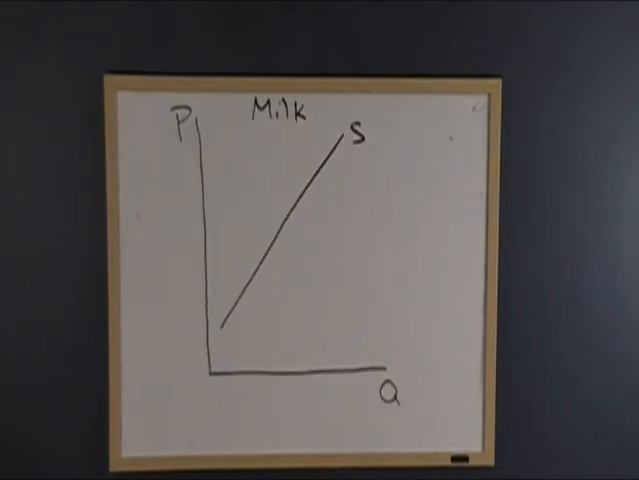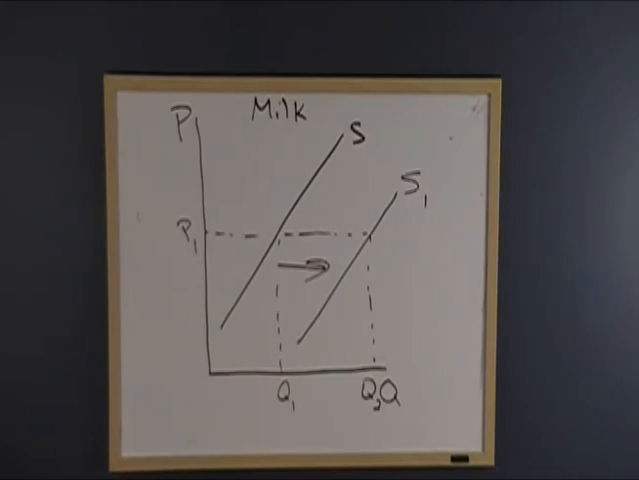For subsidies, we'll take a look at the market for milk. If government offers subsidies to the milk producers, what's going to happen to the cost of producing milk? That's right, it'll decrease. And if it decreases, that means costs are decreasing. What's going to happen to the supply of milk? That's right. Supply will increase or shift to the right.